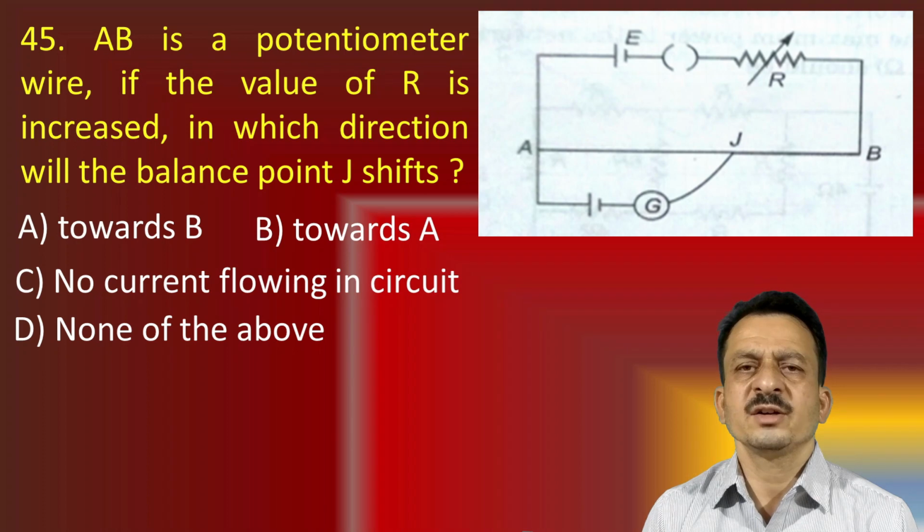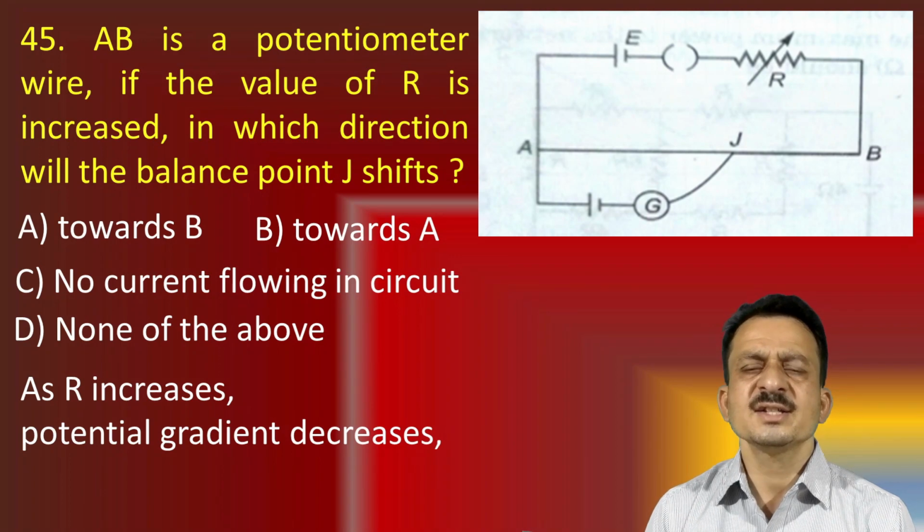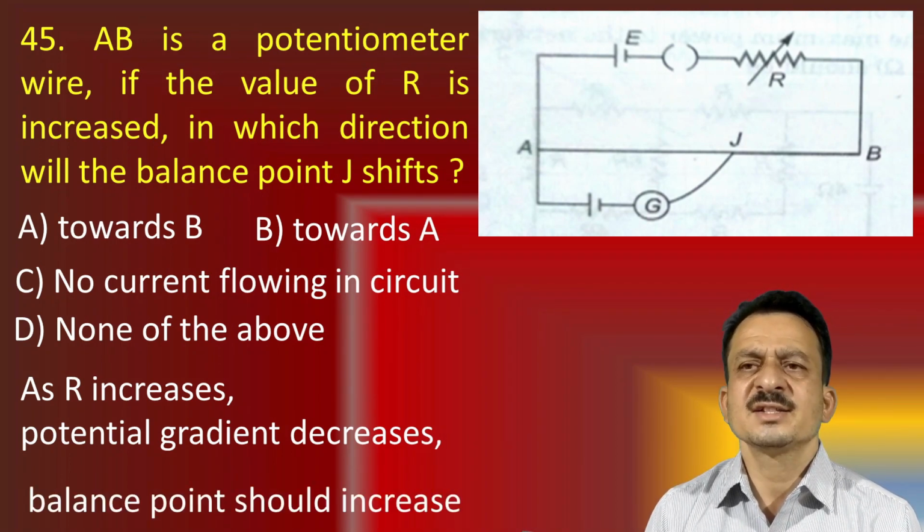Since the potential gradient decreases, obviously the balance length has to be increased. Therefore the J point has to move towards B. As R increases, the potential gradient decreases. Therefore the balance length should increase, and hence the point J should move towards B. Therefore A is the right answer here.